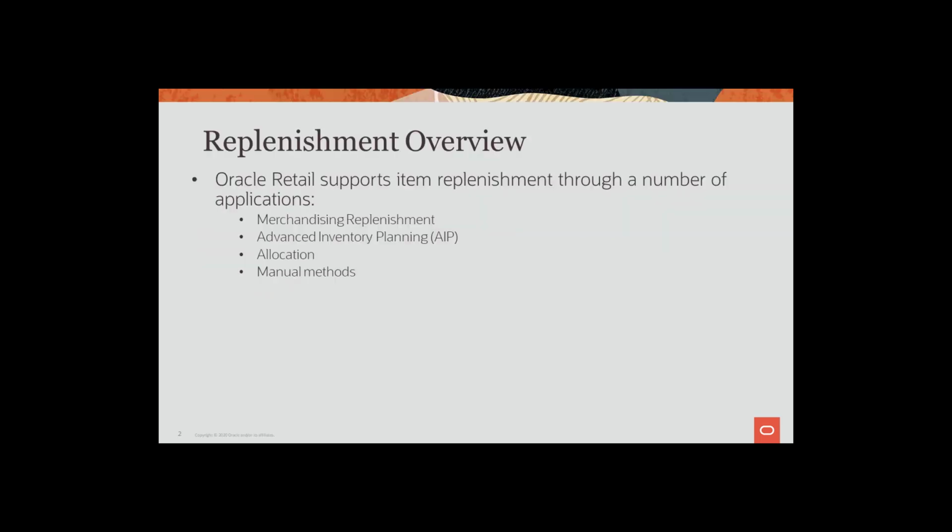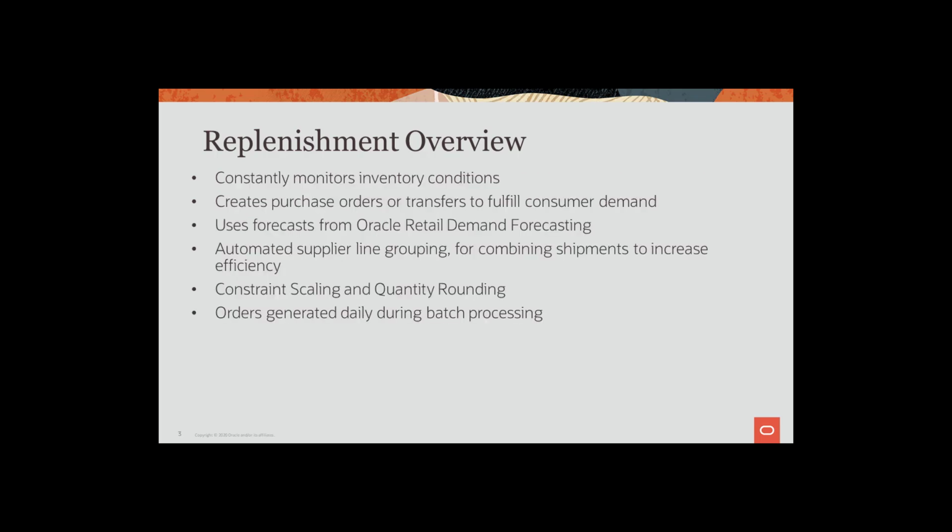Oracle Retail supports item replenishment through a number of applications, including merchandising replenishment, advanced inventory planning, which is similar in methodology to merchandising but also provides for time-phased visibility to inventory, allocation, which allows inventory to be pushed to stores according to a defined inventory plan, and various other manual methods which include merchandising, purchase orders, and transfers. For this lesson, we will focus just on merchandising replenishment functionality.